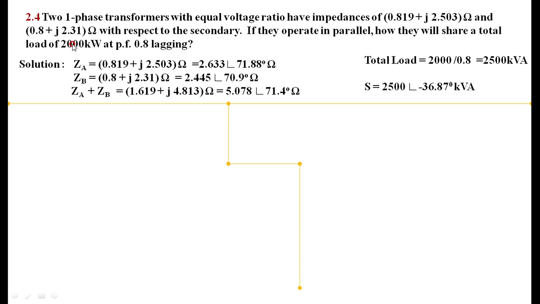How are we finding kVA? That is kilowatt divided by cos phi. Therefore, it is 2000 divided by 0.8. What we are getting is 2500 kVA as the total load with a power factor of 0.8 lagging. Therefore, the total load can be expressed in terms of kVA as 2500 at an angle of minus 36.87.